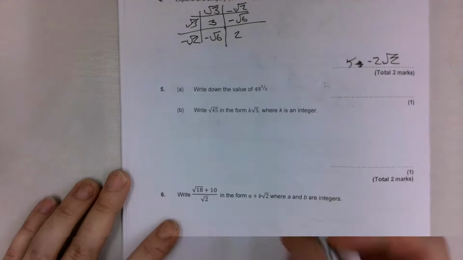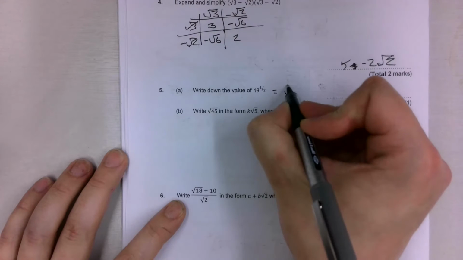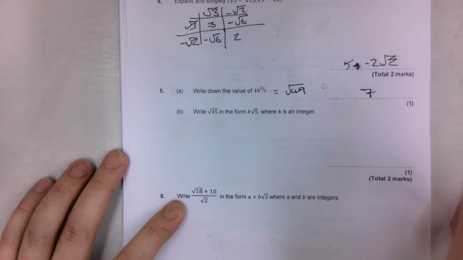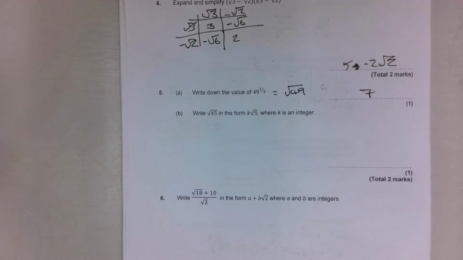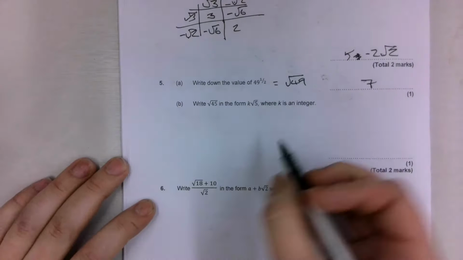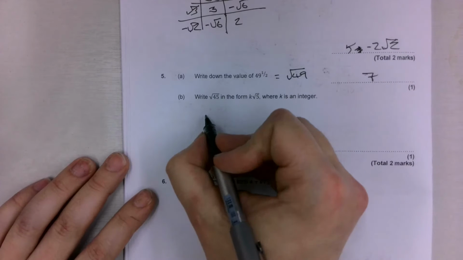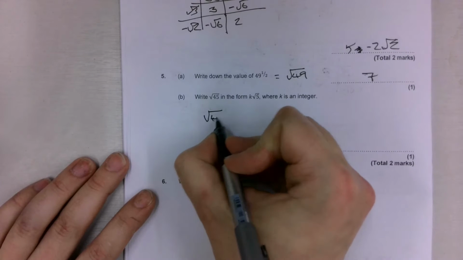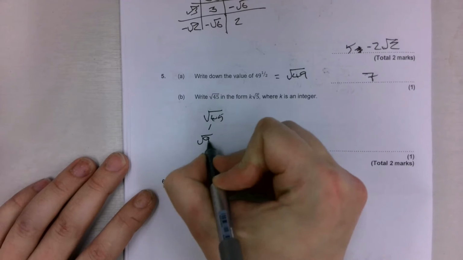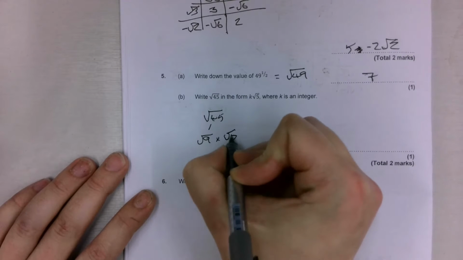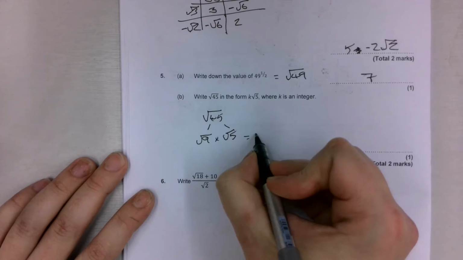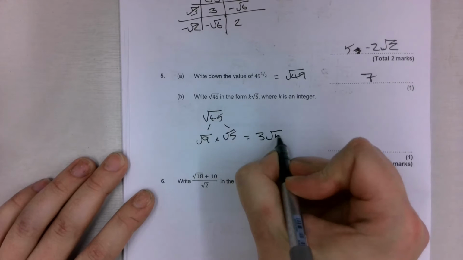Going back to our indices, this could be written as the square root of 49, which is obviously 7. And then root 45 could be written as root 9 times root 5, which is 3 root 5.